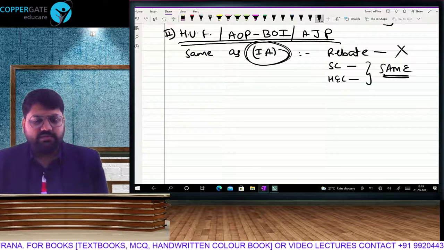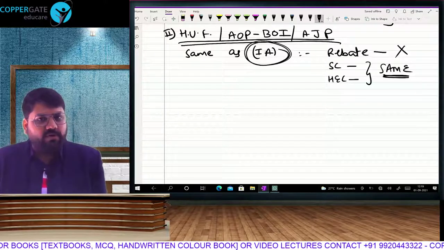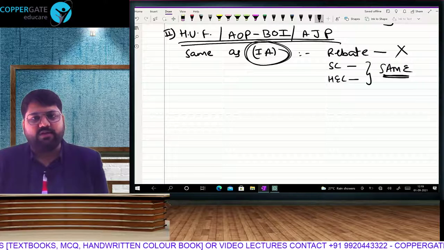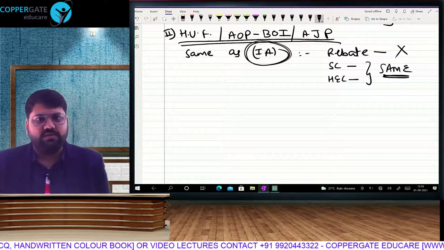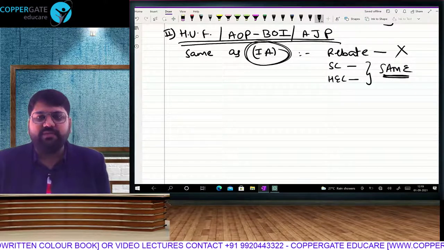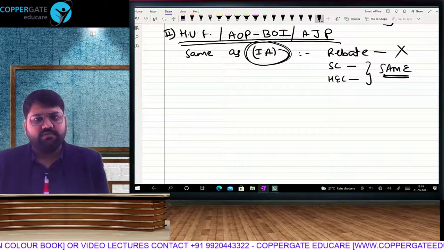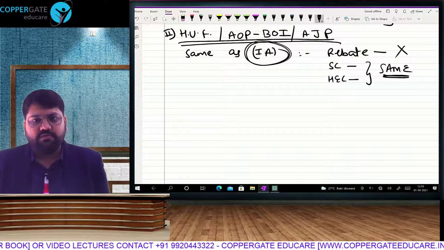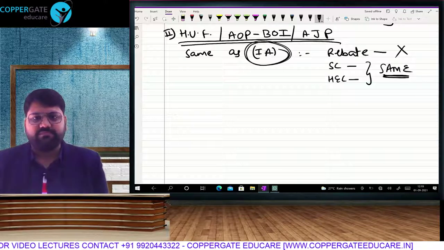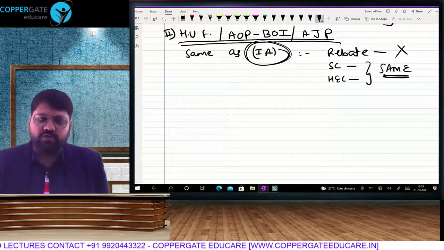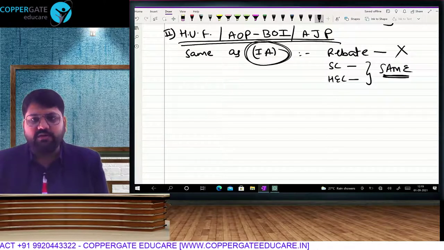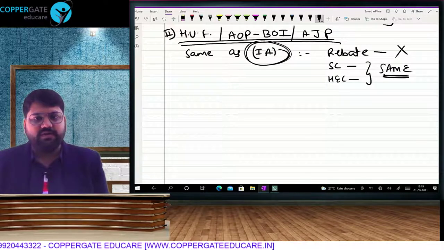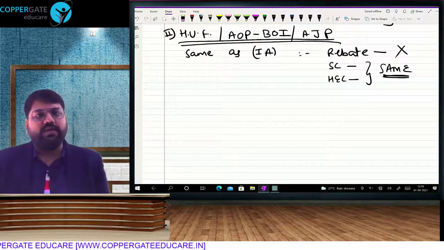Likewise, for AOP BOI also they can ask you that there is a trust or a club which was opened 60 years ago. A club like Lions Club is 100 years old. So, what will be the basic exemption limit? Still it is going to be 2 lakh 50 only, and same thing applies for artificial juridical person also. Is that understood? Excellent.